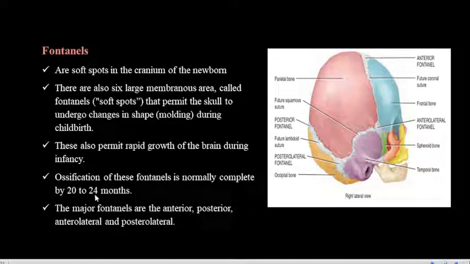So after the 24th month of the child, sure ka na okay na yung skull niya. Medyo mas matibay na. Hindi na malambot ang skull ng newborn. The major fontanelles are anterior, posterior, anterolateral, posterolateral. So this is the anterior fontanelle. You have here the posterior fontanelle, so front and back. And then we have here the anterolateral fontanelle and the posterolateral fontanelle.